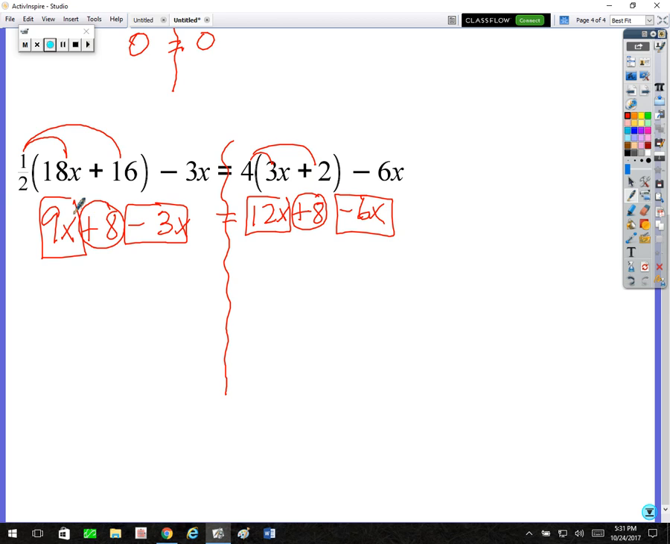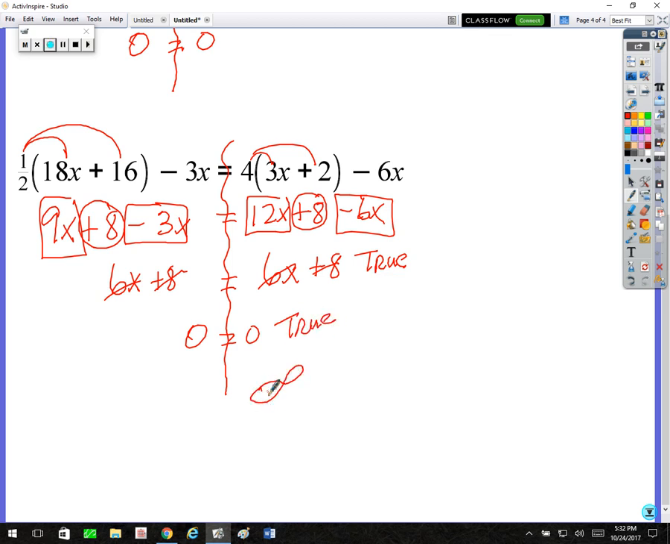Okay. Now let's combine the left side. 9x minus 3x is 6x plus 8. And then on the right side, 12x minus 6x is 6x plus 8. Okay, so now this 6x is positive, this 6x is positive, so they will cancel. Plus 8 will cancel plus 8, so 0 is equal to 0. So if it's true here, it's going to be infinite. That means it's going to be true here. So we have infinite solutions on these problems.